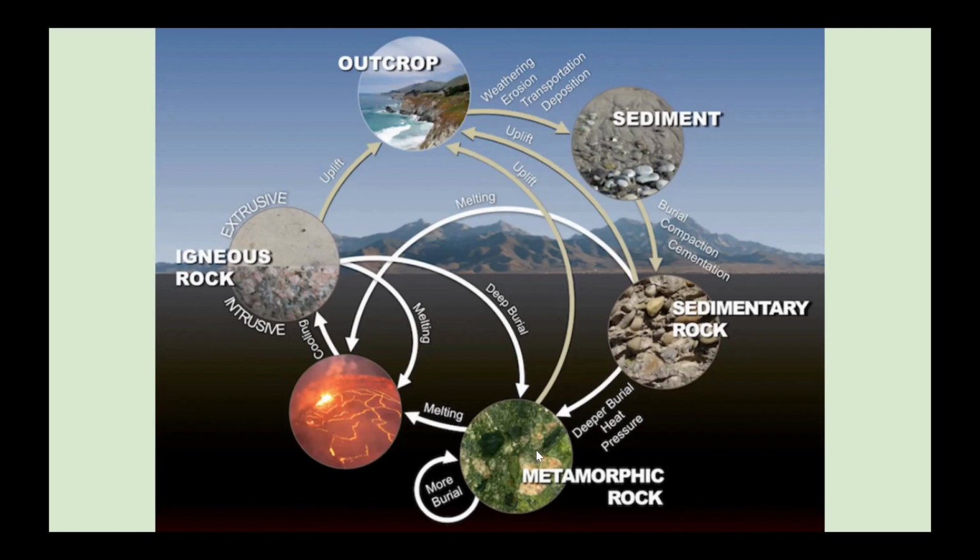Lastly, metamorphic rocks can continue deeper into the earth where temperatures become high enough to melt them back into magma. Once this happens, the cycle essentially restarts. That magma can cool again to form igneous rocks, continuing the rock cycle. So that's essentially how the rock cycle works.